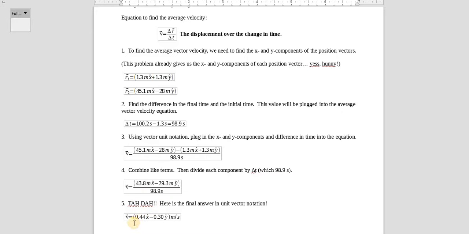So after we do all that, for our velocity vector, its x components will be 0.44 x hat minus 0.30 y hat meters per second.